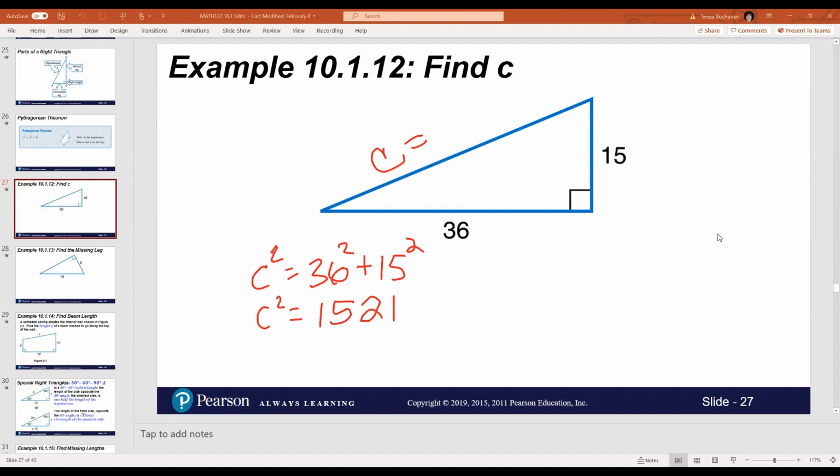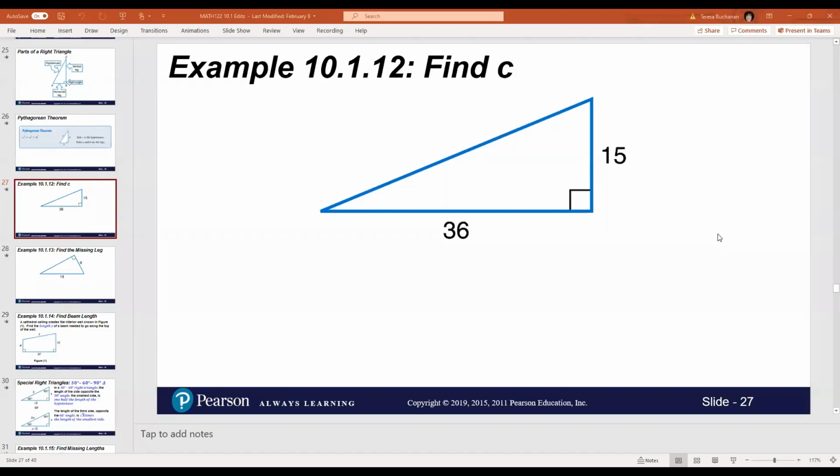So again, you should be tracking that calculation with me. The question then is, how do I get just plain old C? Because right here I have C squared. So I hope you'll remember that our, sorry, the wrong thing. Let me redo that. Hold on.